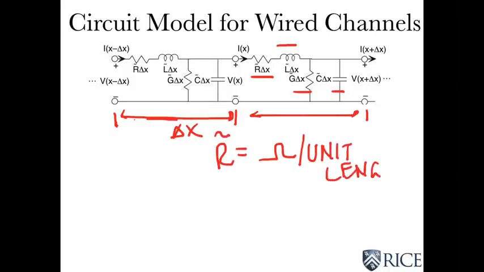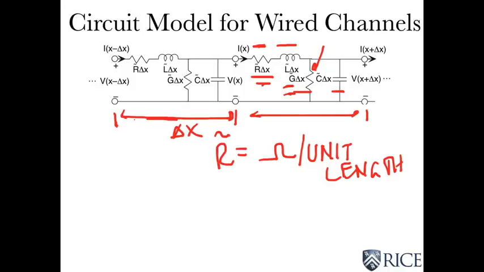So that's why the resistance here is R tilde times delta X. Same for the inductor. This resistor that's in parallel, it turns out its conductance is going to be a lot more useful in our final formulas, so I show it as a conductance per unit length. This conductance per unit length here is different than this resistance. They're not the same at all.